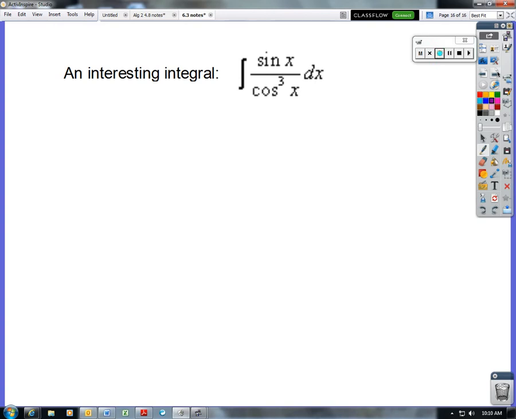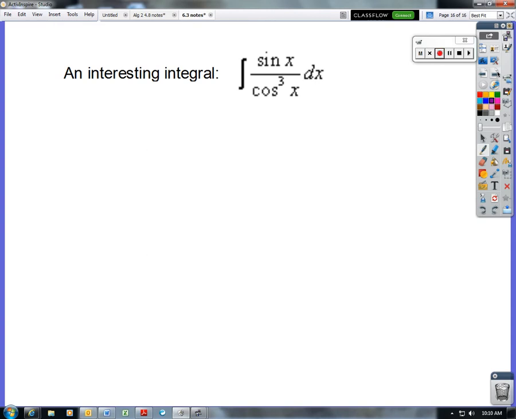I'll give you a hint. You might try u substitution. You might try rewriting it with an identity. But try it on your own, and then when you're done, I'm going to discuss this. Okay, now it's discussion time. There are actually 2 different ways to do this problem.